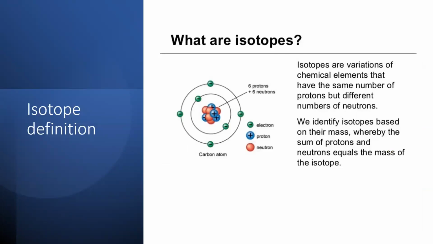The proper definition of isotopes is that isotopes are variations of chemical elements that have the same number of protons but different numbers of neutrons. We identify isotopes based on their mass, whereby the sum of protons and neutrons equals the mass of the isotope.